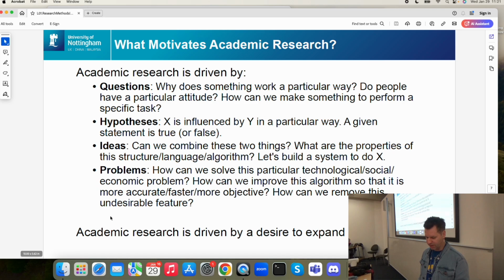The bottom line is that academic research is driven by a desire to expand knowledge. You can imagine an existing set of knowledge that we have, and we're trying to grow that amount. We want to expand existing knowledge. That's the fundamental reason why we conduct research.